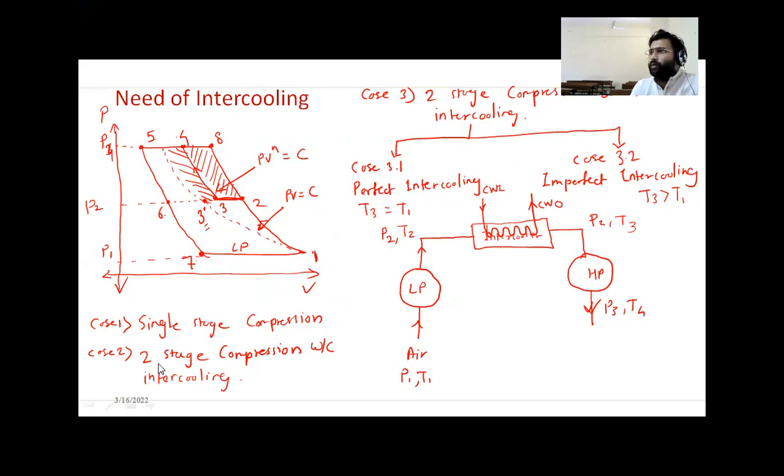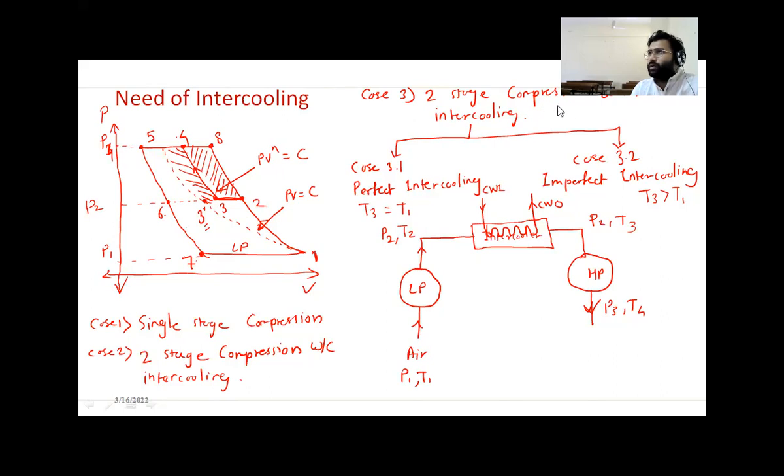Again, if you go with multi-stage or two-stage compression without intercooling, what is its effect? Its diagram will be similar to single stage. Its diagram will be 1 to 2 low stage compression, then 2 to 8 high pressure compression, then 8 to 5 delivery of compressed air, 5 to 7 suction, 7 to 1 intake of atmospheric air.